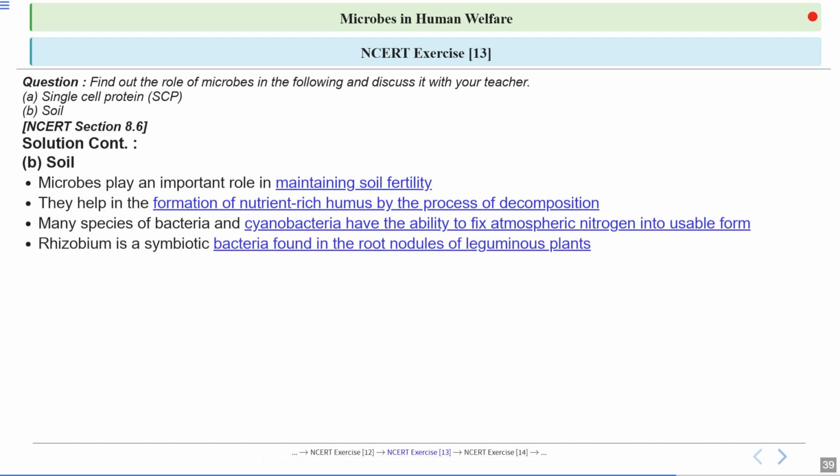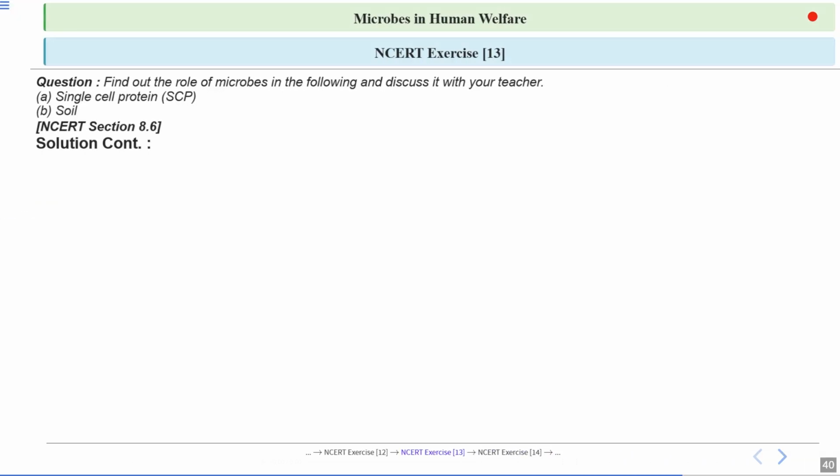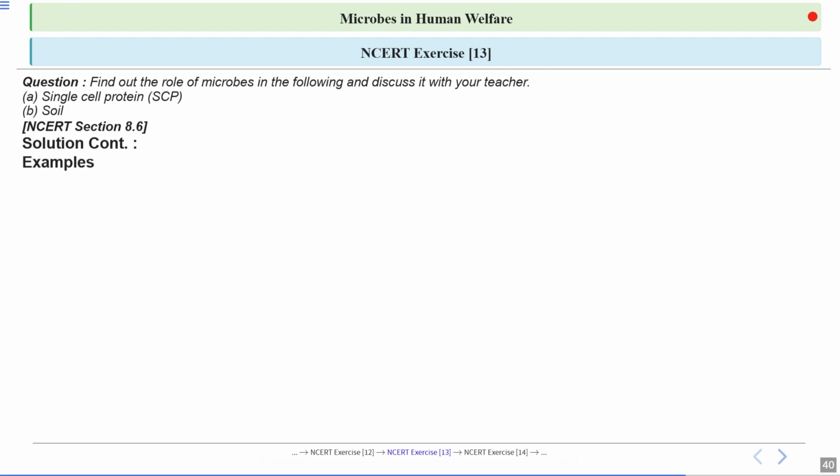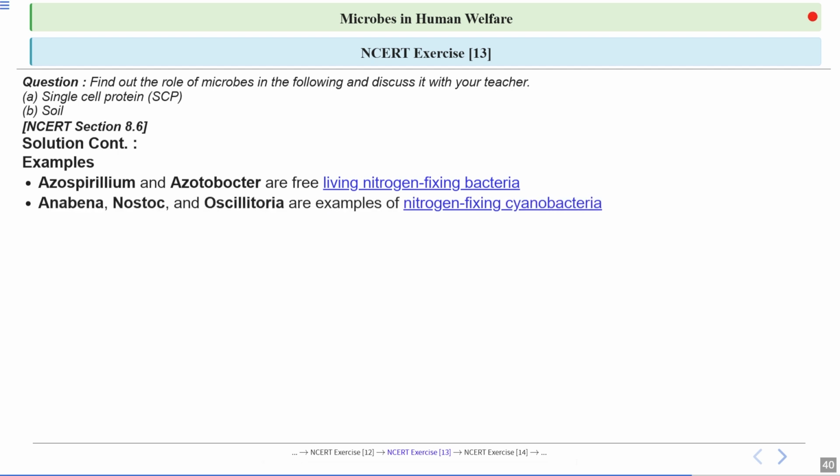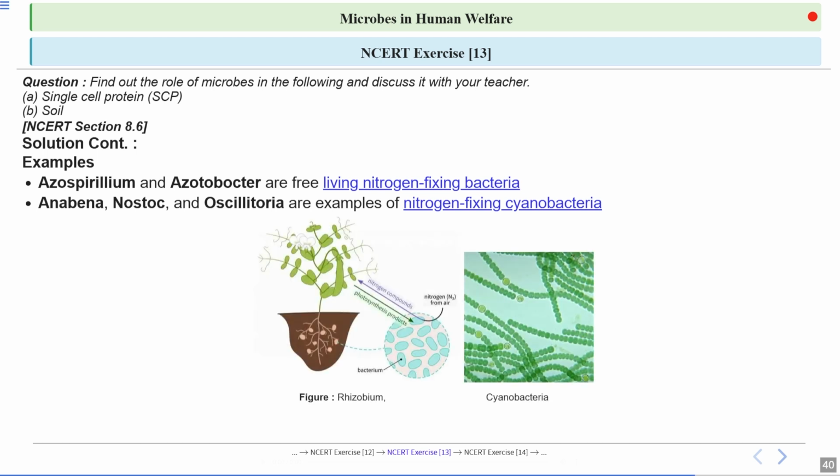Rhizobium is a symbiotic bacteria found in the root nodules of the leguminous plants. It is involved in atmospheric nitrogen fixation. Examples: Azospirillum and Azotobacter are free-living nitrogen-fixing bacteria. So bacteria can form symbiotic association or they can be free-living. Anabaena, Nostoc, and Oscillatoria are examples of nitrogen-fixing cyanobacteria, which are also called blue-green algae.